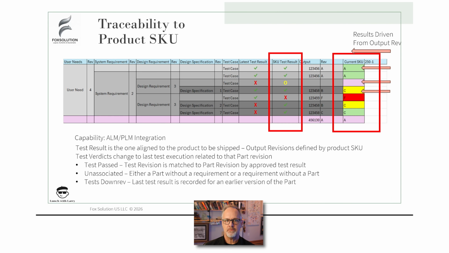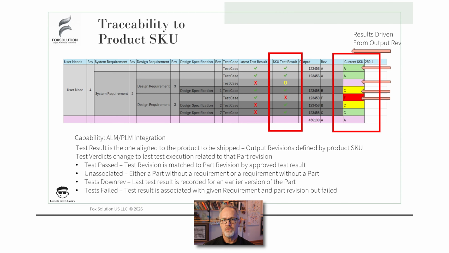Next one is oftentimes we're going to have down revisions of things. So in essence, for the current SKU requirement, we're not going to have a test that's associated with that revision of the part. If that's the case, then we need to get a new test run against that revision of the part so that we can see whether we have a good result or not. And then finally, we have the same revision, but the test failed.